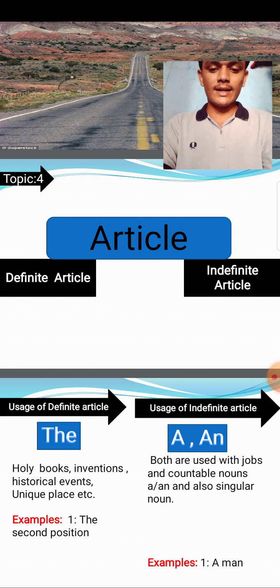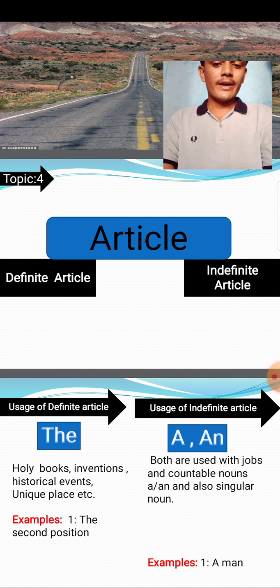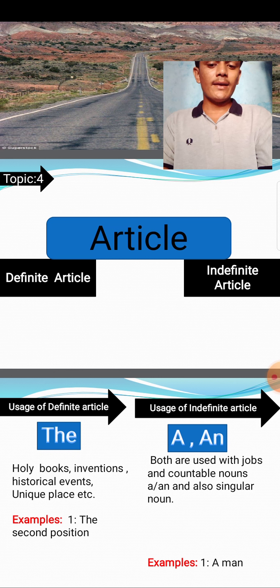Let's look at the slide. Holy books, inventions, historical events, unique places, etc. The is a definite article that is used with holy books, inventions, historical events, unique places, etc. The examples are given in the second position.